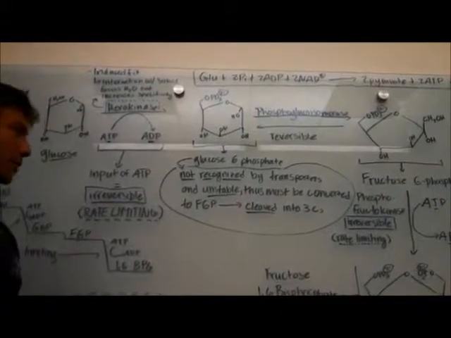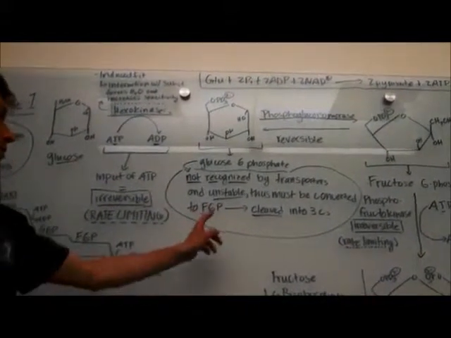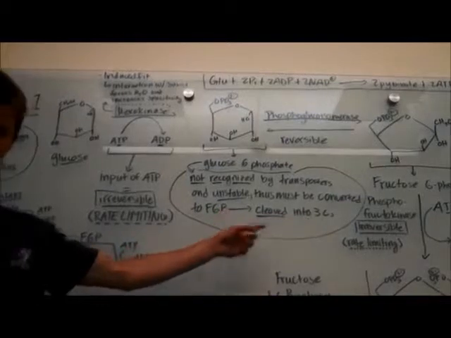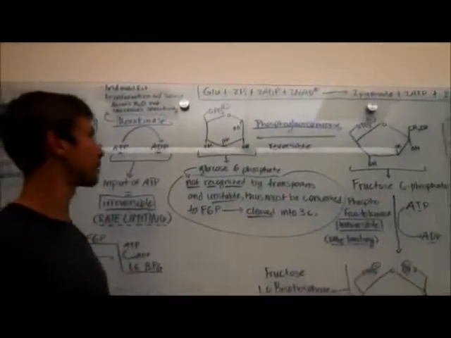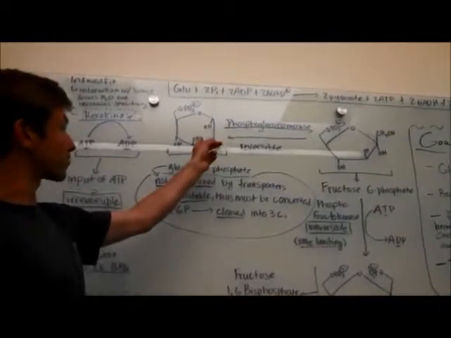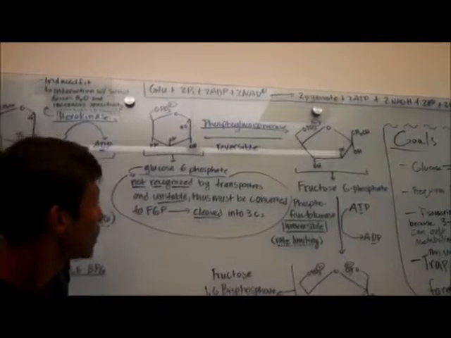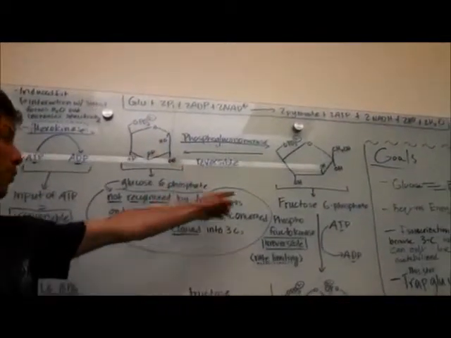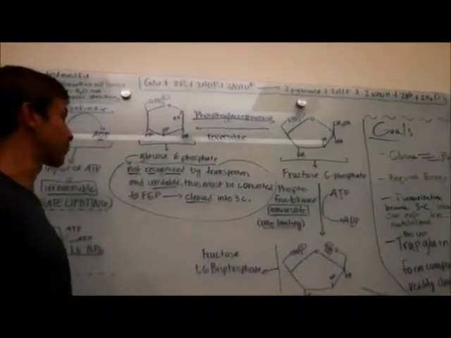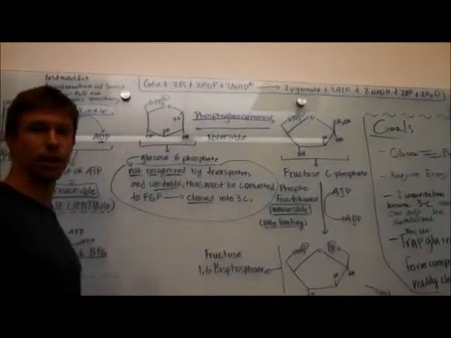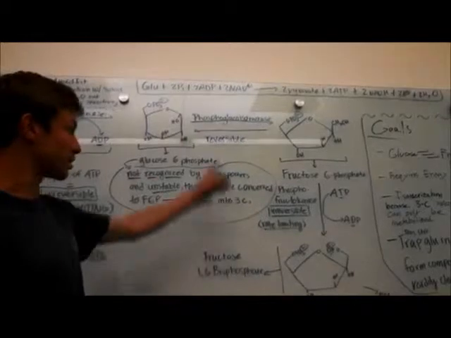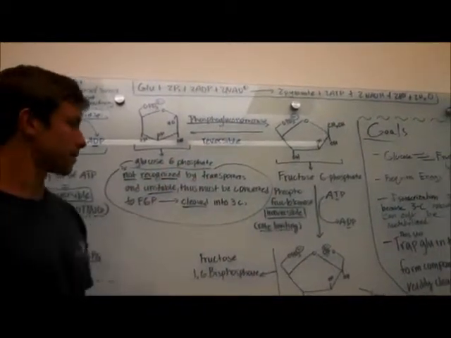So the next step we have here, glucose 6-phosphate. Another important note is glucose 6-phosphate is not recognized by transporters and is unstable, thus must be converted to fructose 6-phosphate and then cleaved into 3 carbon structures. So the next step, glucose 6-phosphate undergoes a reaction with phosphoglucoisomerase to form fructose 6-phosphate. And this step is reversible because it's an isomerization reaction, and no energy is required in this step.